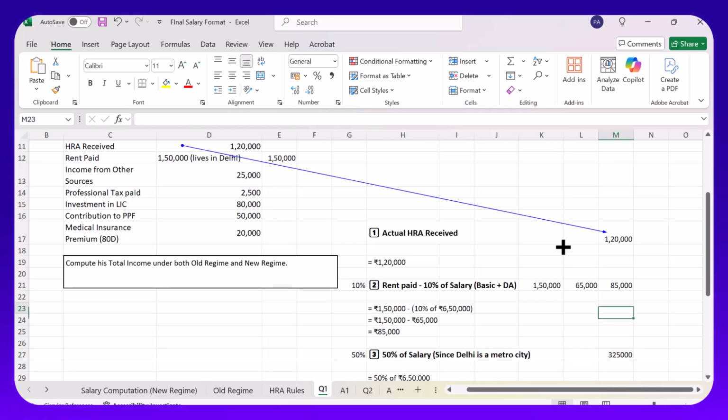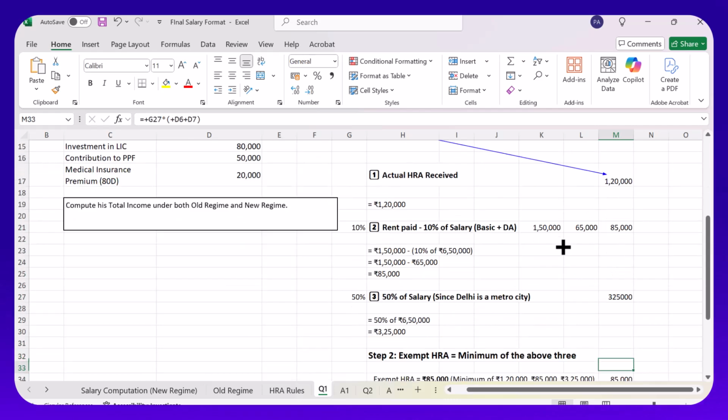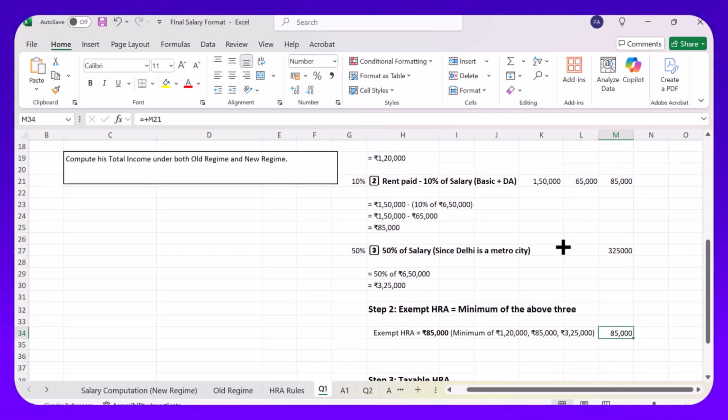How has it been calculated? Basically, you have included your salary. So rent paid minus 10% of the salary. How much rent you are paying? 1,50,000. And 10% of salary is 65,000. How have you calculated? I'll just show you the question here.